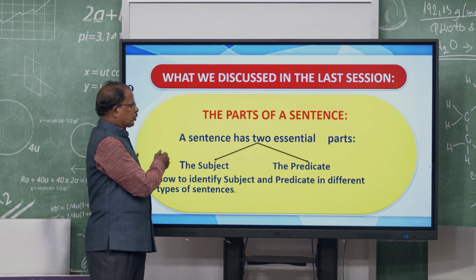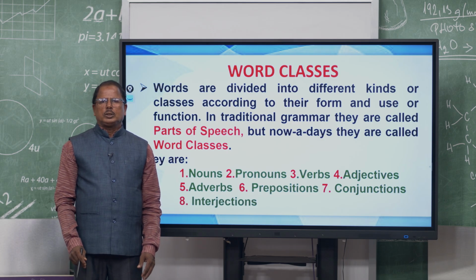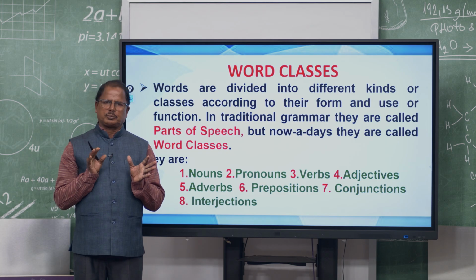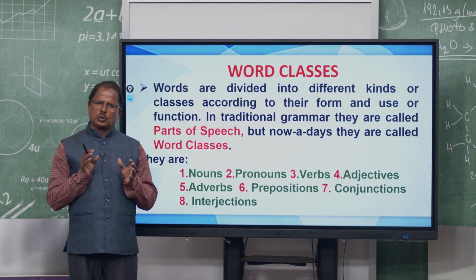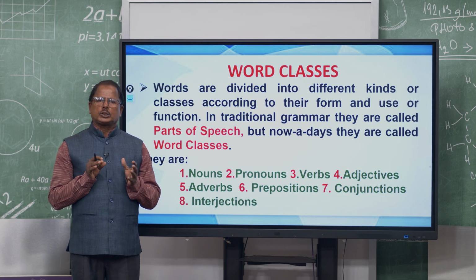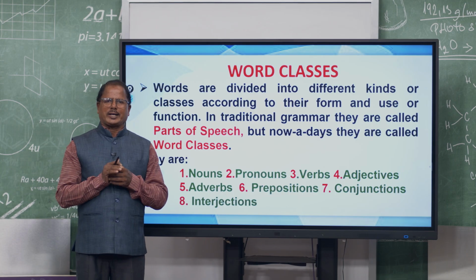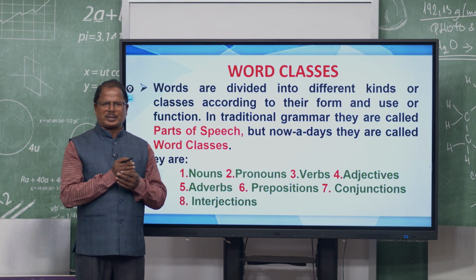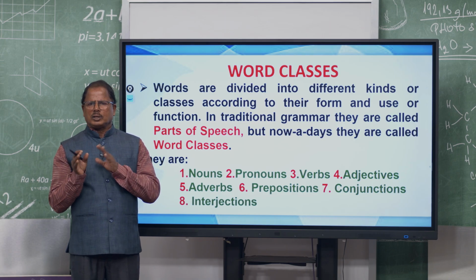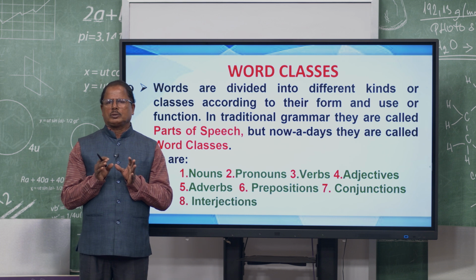And we also discussed word classes. We know we use words in every language. In English, words are also used to communicate something, to write something. So, all the words are divided into different kinds or classes or sets. Each set is called a word set or word class, according to their form and use. Form means appearance, function means use.